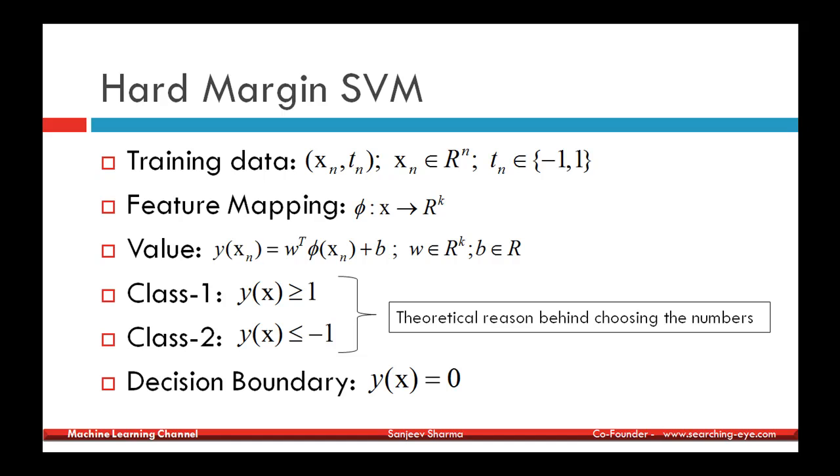And the decision boundary is given as y(x) = 0. So we can summarize this whole thing. We have training instances x_n whose target values are given as t_n, which can take the value -1 and +1. We have a feature mapping phi which maps the input instance into a vector in R^n. We have the value for each instance given by W transpose times phi(x_n) plus b, and for the positive class we have y(x) greater than or equal to 1, and for the negative class we have y(x) less than or equal to -1, and the decision boundary is given as y(x) = 0.